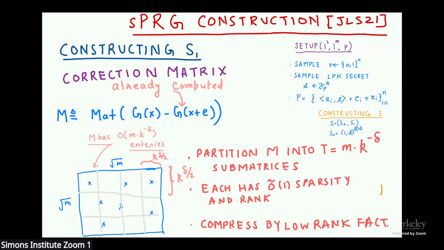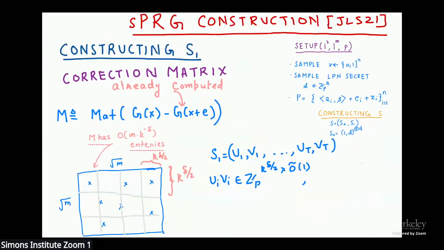The second idea is that if I partition this block into chunks or submatrices, where every submatrix is of size k to the 1 minus delta by k to the delta, then every submatrix is going to have, with high probability, O tilde of 1, or polylog, number of entries. And then at that point, the matrix becomes very low rank, and then you can factor that. So look at every submatrix and then just factor them.